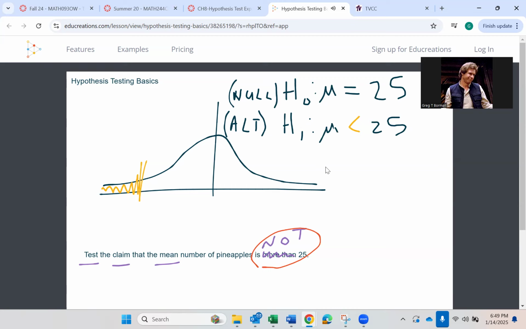The shaded region basically corresponds to H1, and the non-shaded region essentially corresponds to H0. So the shaded region is the H1 region, and the non-shaded region is the H0 region. The H1 region is typically referred to as the critical region, and you'll see that in the textbook. That's called the critical region.